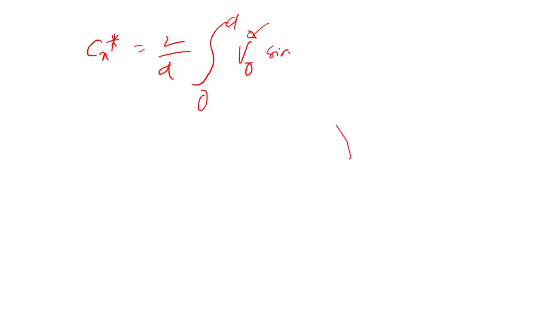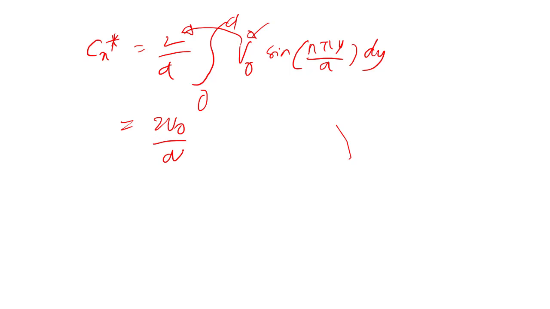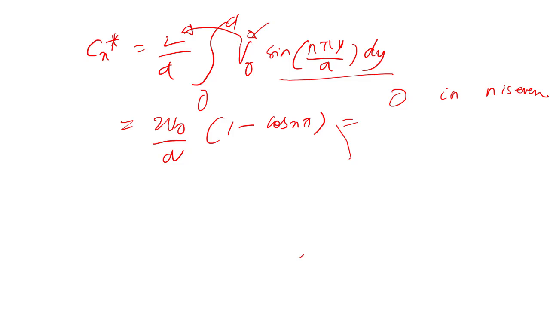If this is constant, you can pull it out, so you would get 2V0 by a, and the integral of this would just give you 1 minus cosine n pi, right? So this would be equal to 0 if n is even, because cos n pi would be 1, so 1 minus 1 gives 0. If it is minus 1, you would get minus 1 plus 1, so you would get 2, so you would get 4 here. Sorry, this would be n pi. So you would get 4 V0 by n pi if n is odd.